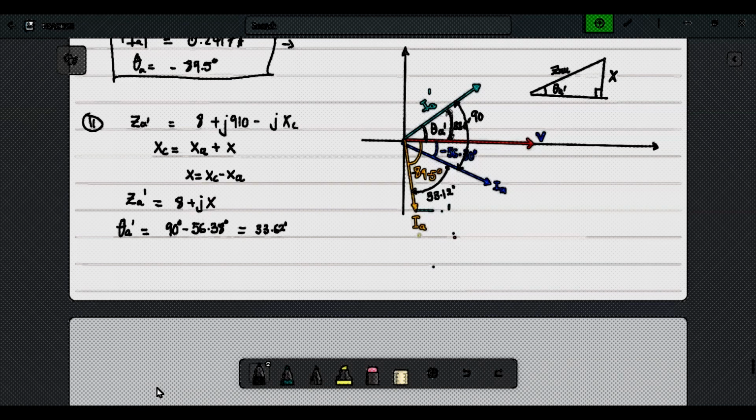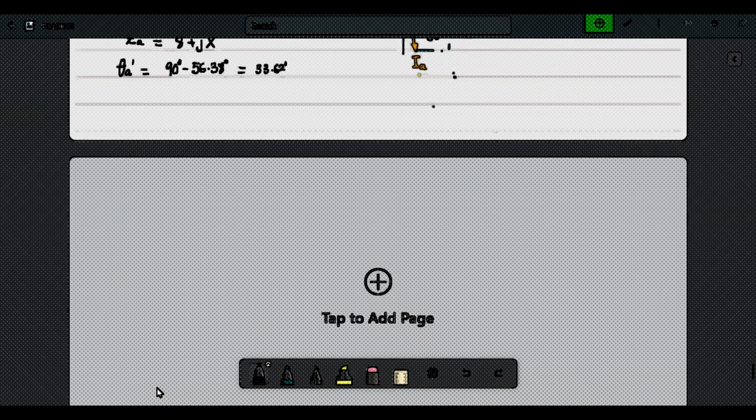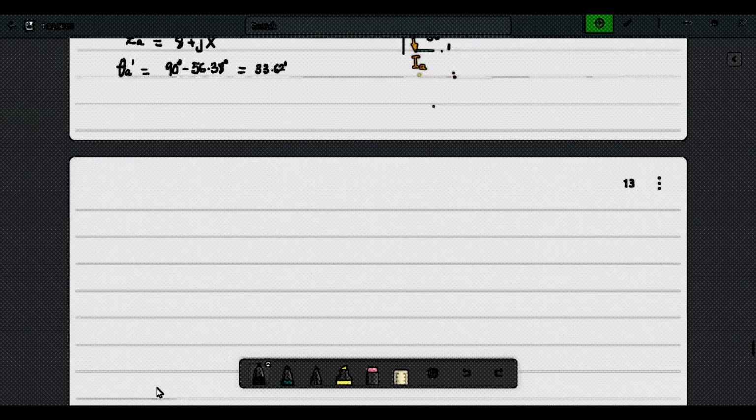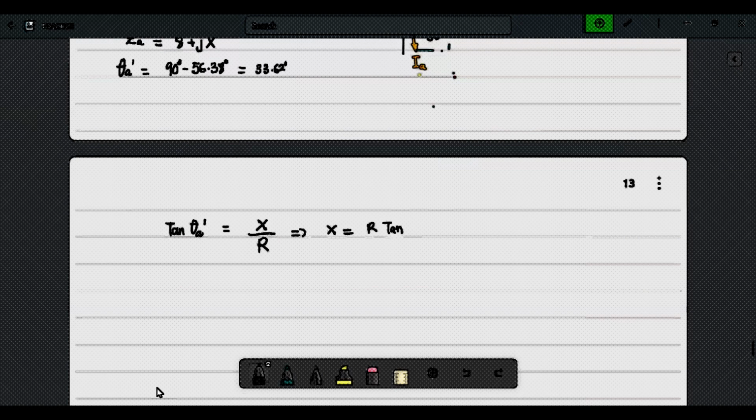And this horizontal is simply the real part, the resistance. The resistance doesn't change, so it's still 8. Let's go ahead and calculate that x. We can use tangent: tan of phi A prime will be equal to x divided by R. So x is equal to R times tan of phi A prime.